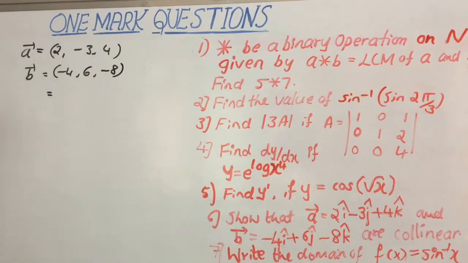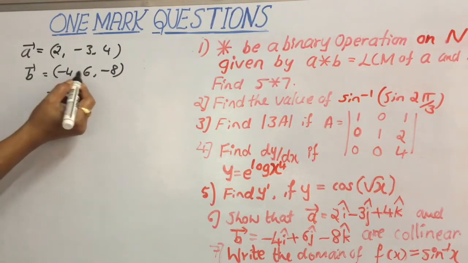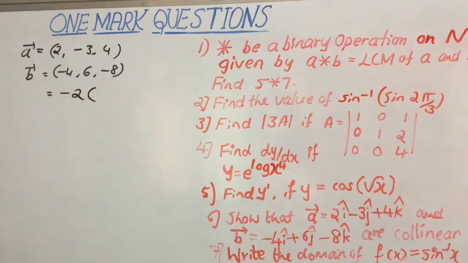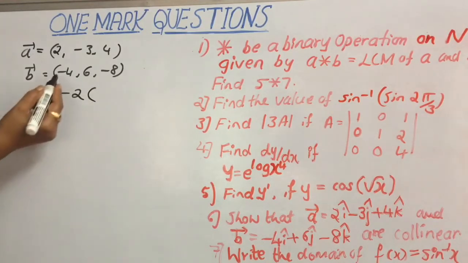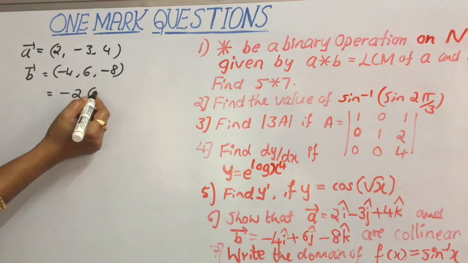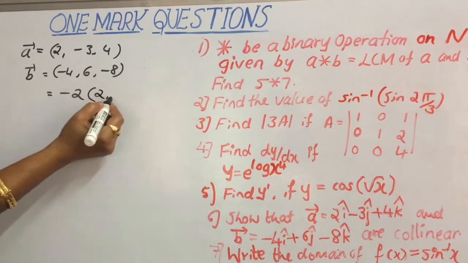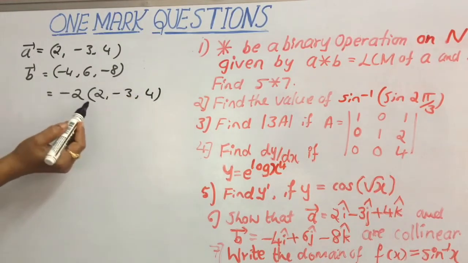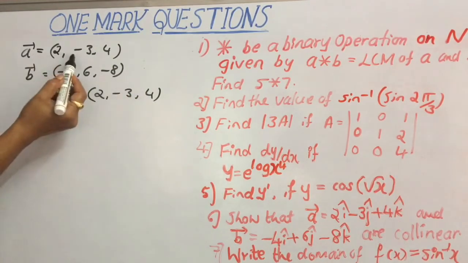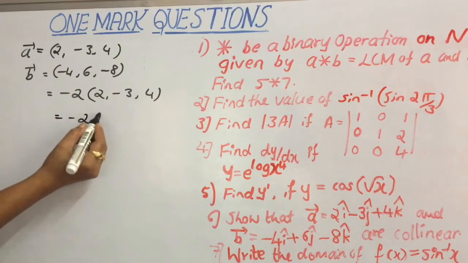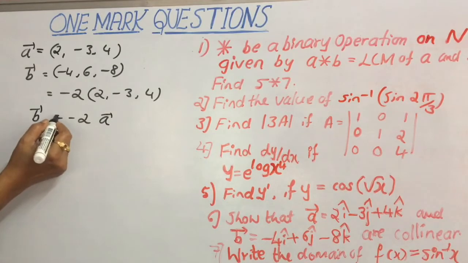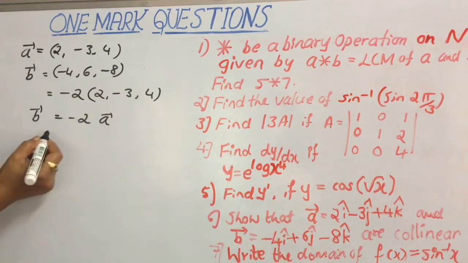If you observe vector b, minus 4, 6, minus 8 are the components. From this we can take minus 2 as a common factor outside. If we take minus 2 as a common factor, the remaining parts are 2, minus 3 and 4. But if you observe this, 2, minus 3 and 4 is vector A. So this will be minus 2 times vector A. So vector B equals minus 2 times vector A.